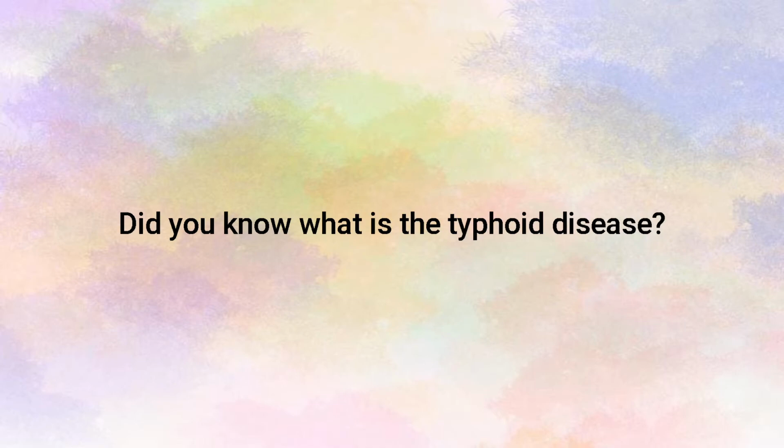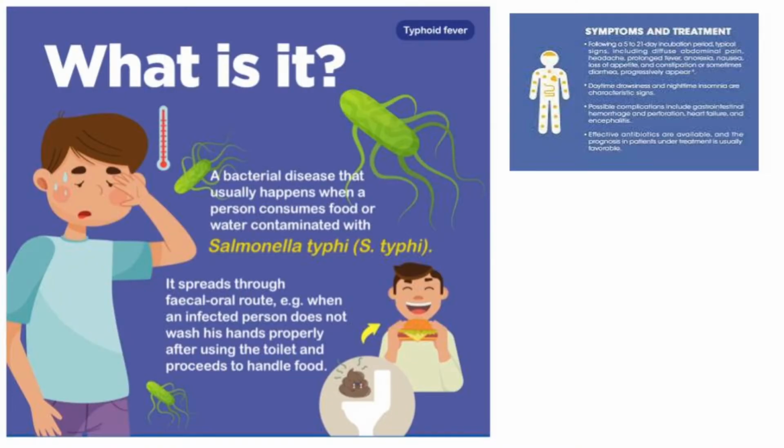Do you know what typhoid disease is? Typhoid disease is a bacterial disease that usually happens when a person consumes food or water contaminated with Salmonella typhi. It spreads through the fecal-oral route when an infected person does not wash his hands properly after using the toilet and proceeds to handle food. So there are symptoms and the treatment given down there.